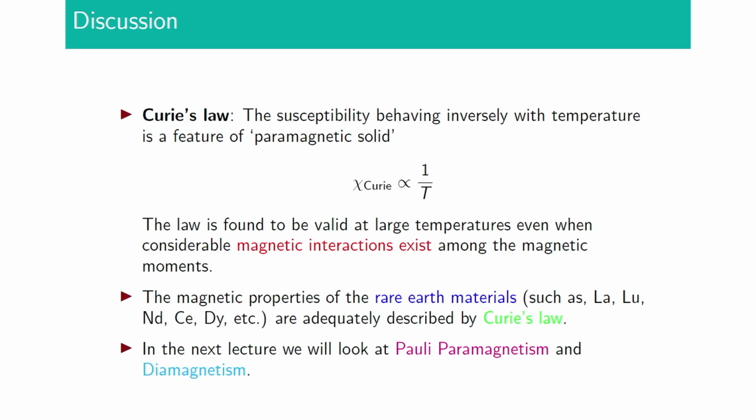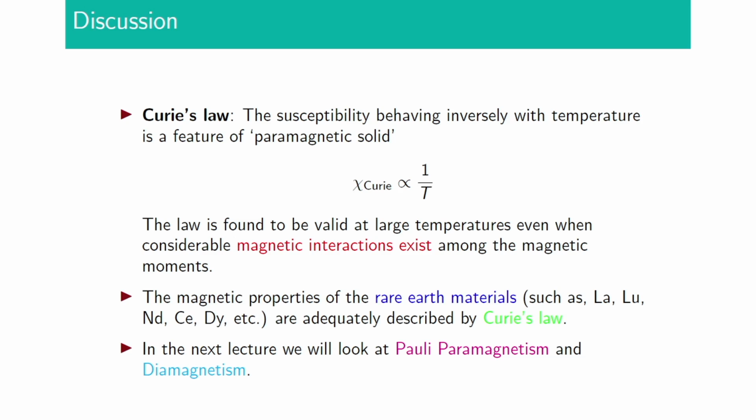So, this is called Curie's law. The susceptibility behaves inversely with temperature, and it is a feature of paramagnetic solids. The law is found to be valid at large temperatures even when there are considerable magnetic interactions among the magnetic moments. The magnetic properties of rare earth materials such as La, Lu, that is lanthanum, lutetium, neodymium, cerium, dysprosium, etc., are adequately described by Curie's law.